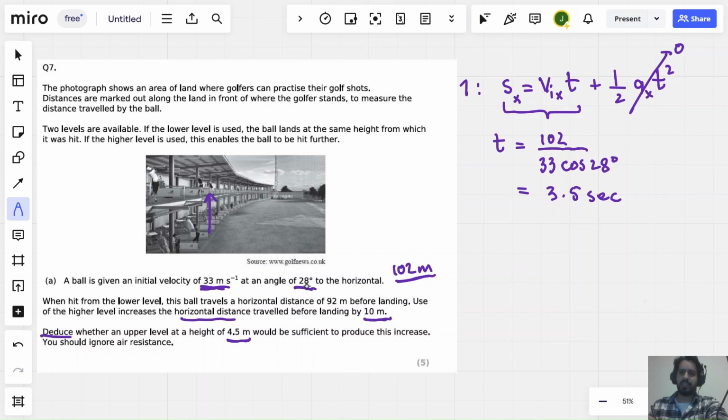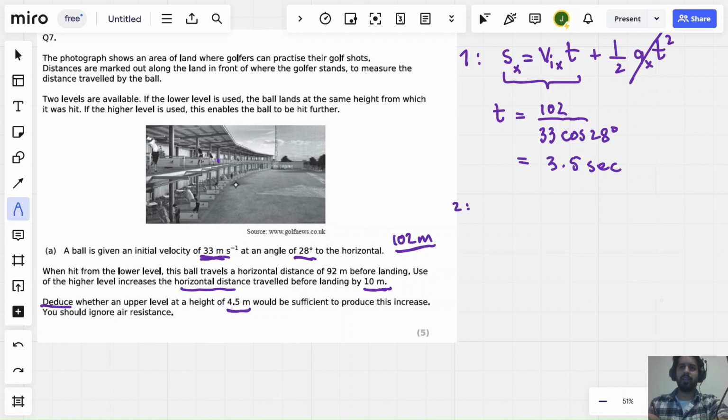Keeping the initial velocity and the angle of projection constant, the ball needs to remain in air for at least 3.5 seconds if it has to cover 102 meters. Let's execute our second step, that is to find the time of flight for the ball if we hit it from 4.5 meters above the ground level.